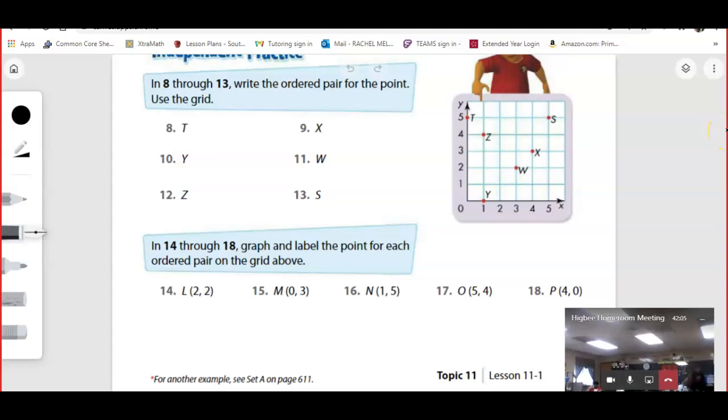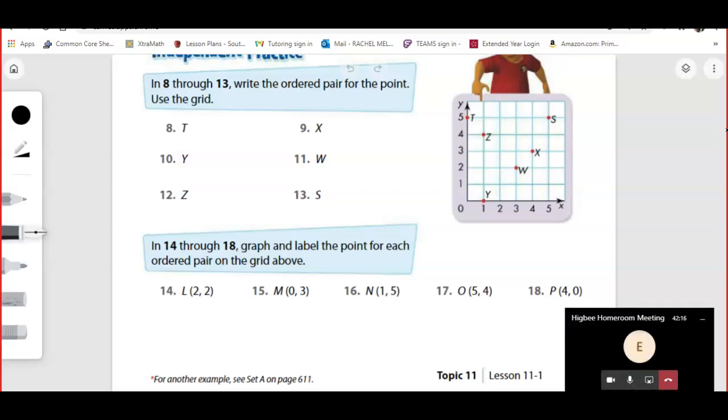Would you like to read the directions at the top for 8 through 13? Raise your digital hand if you'd like to read the directions. Elijah, go ahead. In 8 through 13, write the ordered pair for the point, use the grid.